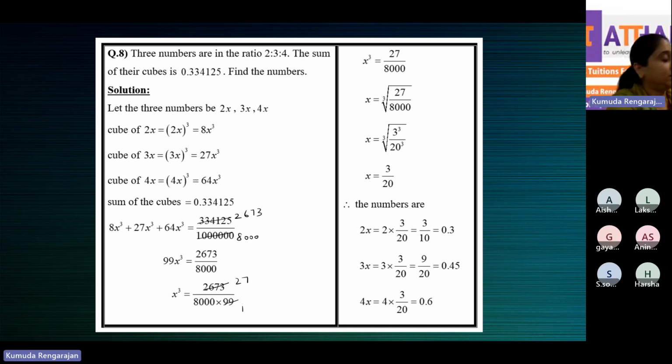See here you've written x cubed is equal to 27 by 8000. Then "is equal to cube root of 27 by 8000" is incorrect. You must write x is equal to the cube root of 27 by 8000.